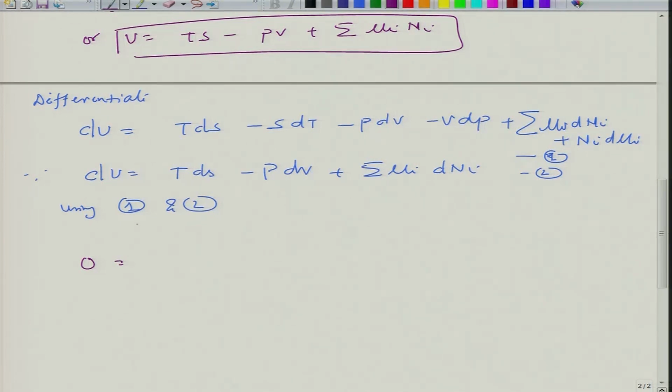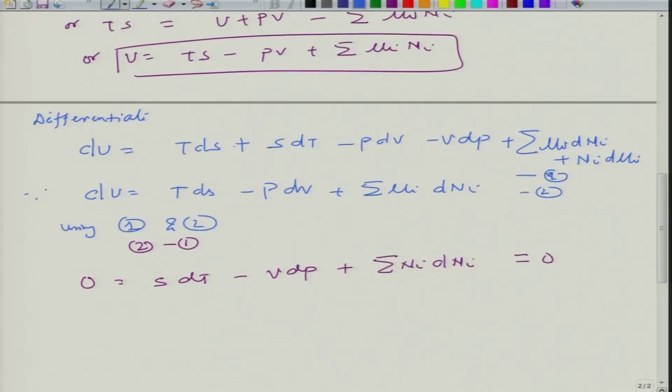So, it is like the following: 2 minus 1, S dT minus V dP plus summation n_i d mu_i. So, this must be equal to 0. What we did here is that we differentiated this expression, and we obtain dU is equal to T dS plus S dT minus P dV plus V dP, plus mu dn and n_i d mu_i.